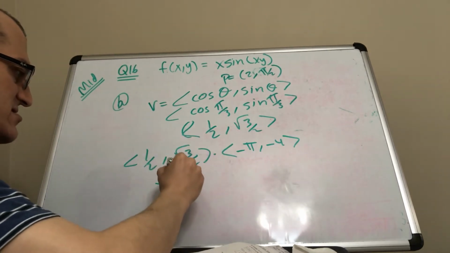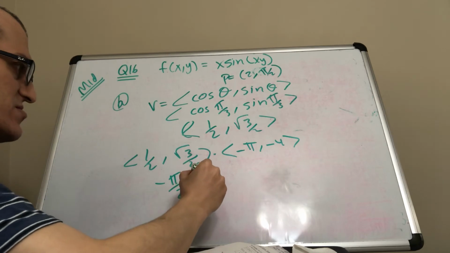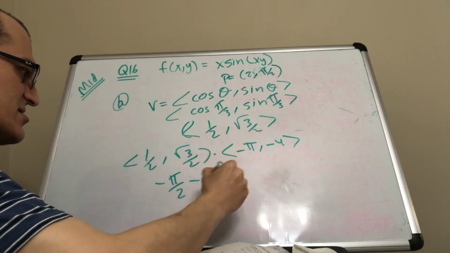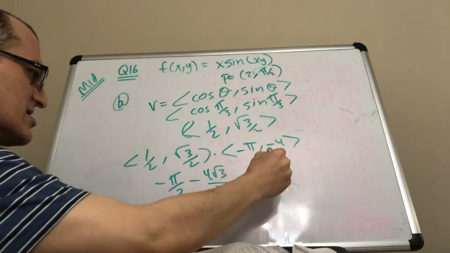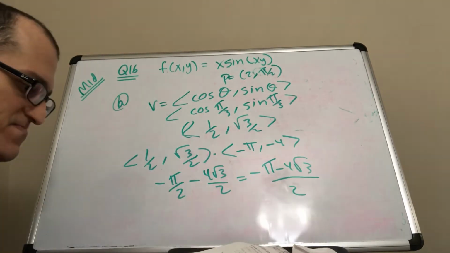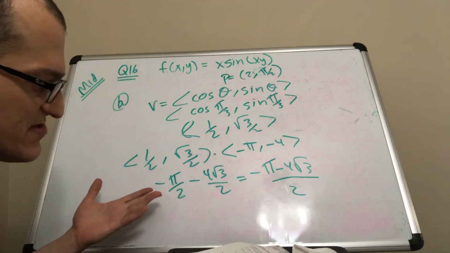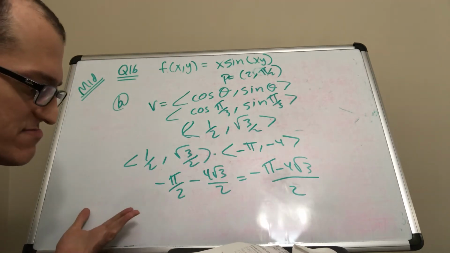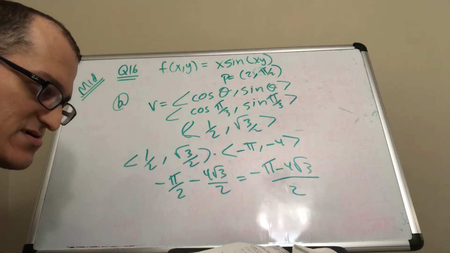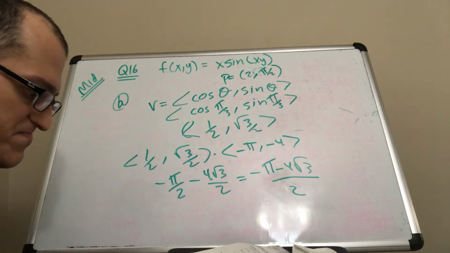This times this would be pi over 2. This times this would be 4 root 3 over 2. So negative pi over 2, negative 4 root 3 over 2. You could just leave it as it is. You could try and simplify it, but I think you're good if you leave it like it is. Good?